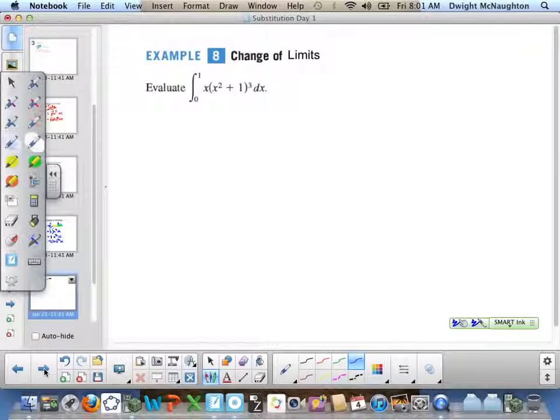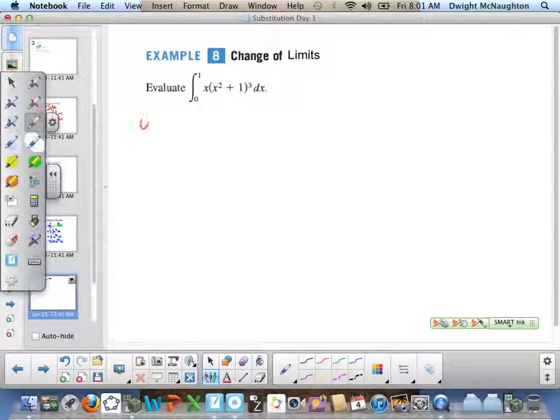All right, what do we do when there's limits up there? Meaning we've got limits of integration from 0 to 1. How do we handle that? All right, so to handle that, we're going to do the same thing. We're going to take our antiderivative. We're going to do our u substitution. So let's see what happens.